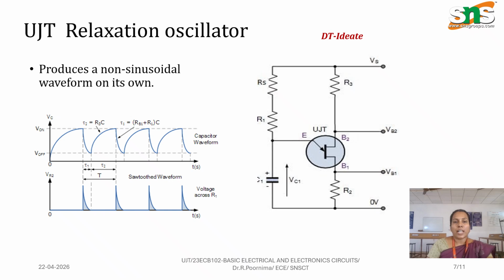In the UJT relaxation oscillator, the circuit consists of a unijunction transistor with three terminals and biasing resistances. It produces a non-sinusoidal waveform. As shown in this diagram, the capacitor waveform and sawtooth waveform are shown. The voltage across R1 produces the sawtooth waveform, and the capacitor waveform is given.